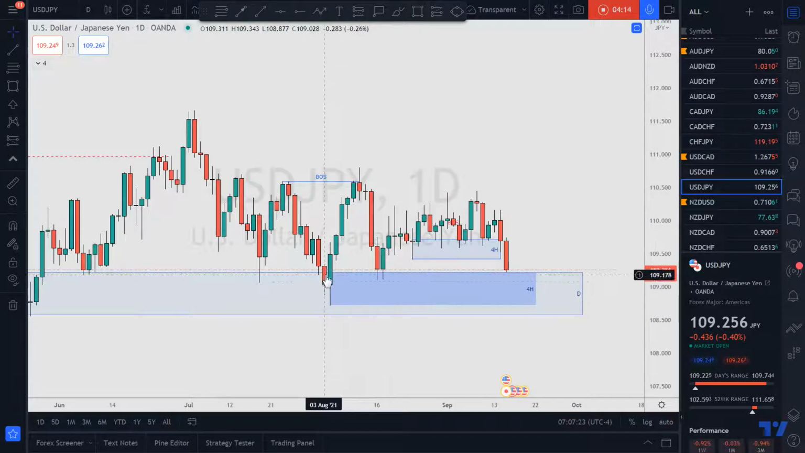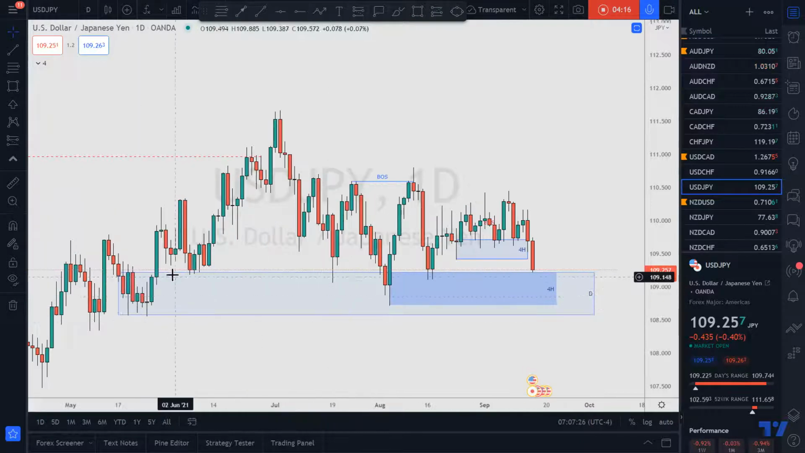All right, we can see price did come down here, retesting this order block, the return to impulse, and then broke structure to the upside. So what do you expect?